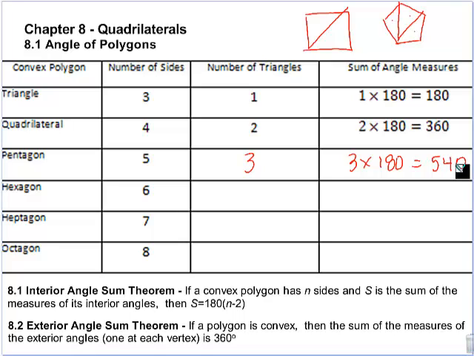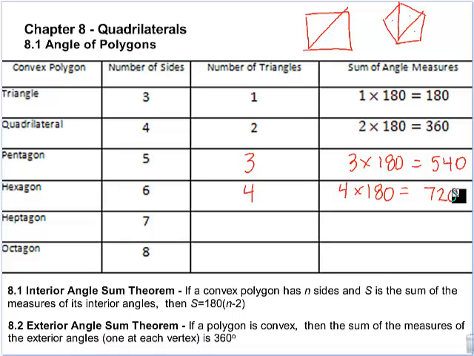Hexagon. How many triangles? 4. Now, how did you get 4? Because it just goes up. Yeah, you're looking at the pattern here, right? It goes up every time. All right, so if there's 4 triangles and 180 degrees in each, yep, 720 degrees. But the next one's 900.